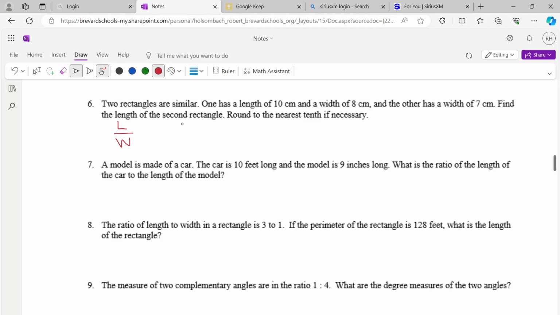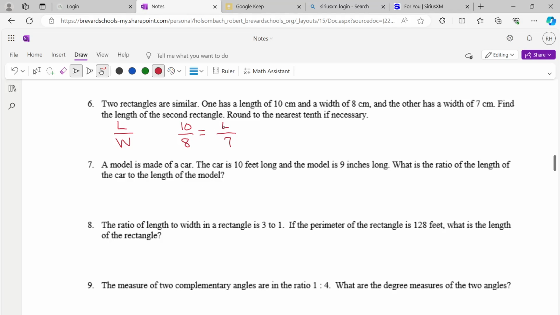One has a length of 10 and a width of 8. So 10 over 8 equal to. The other has a width of 7. So be careful here. The width goes in the denominator. So this 7 goes in the denominator. And find the length. So we're going to put an L up here.